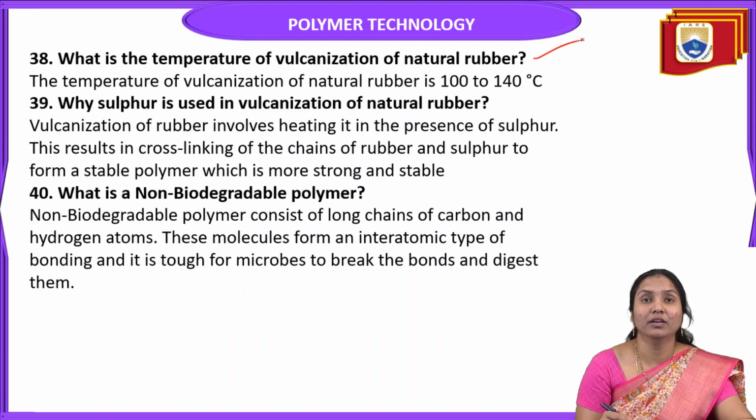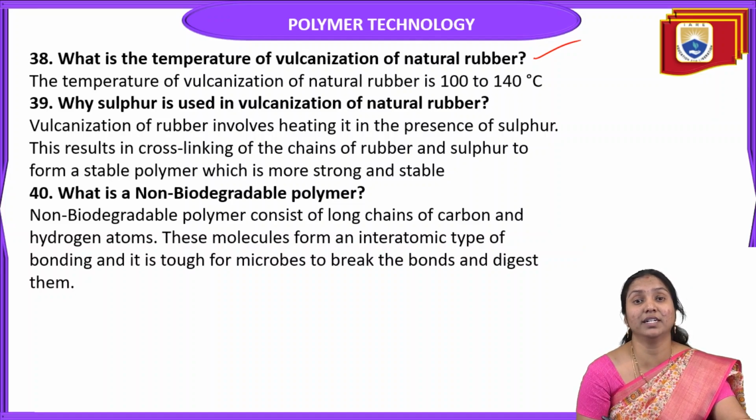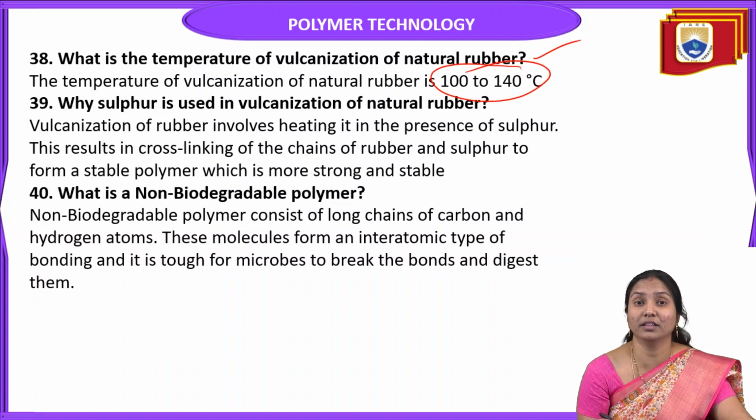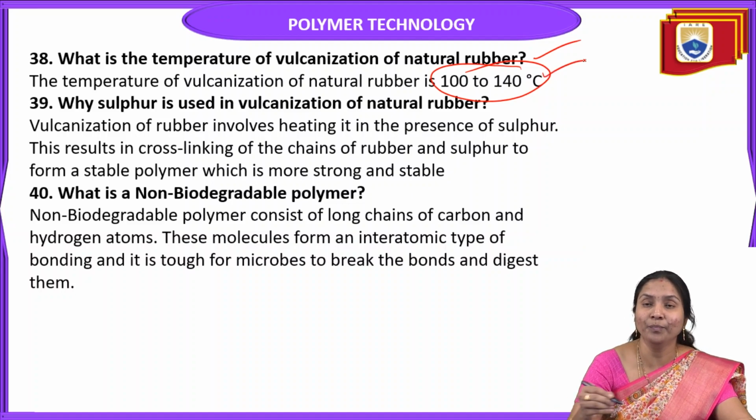And next question is, what is the temperature of vulcanization of natural rubber? So we just discussed it already. When natural rubber is heated with sulfur at 100 to 140 degrees centigrade temperature, what reactions take place? Sulfur combines with double bonds of the isoprene molecule or rubber chains. Then it forms vulcanized rubber. It improves the properties of natural rubber or raw rubber. So what is the temperature range we maintain in this vulcanization process? 100 to 140 degrees centigrade.